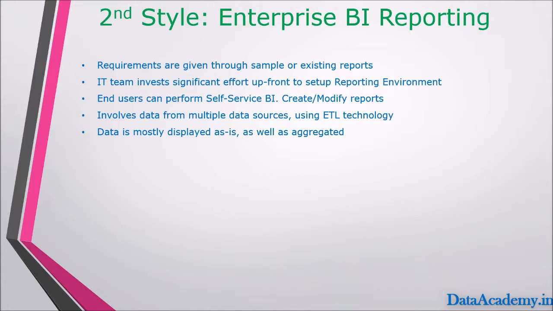We discussed what data displayed as is means. We just show the data row by row. When we say aggregated, we are really talking about applying some kind of aggregation function such as sum, max, min, average, count, and so on. So these are called aggregate functions.